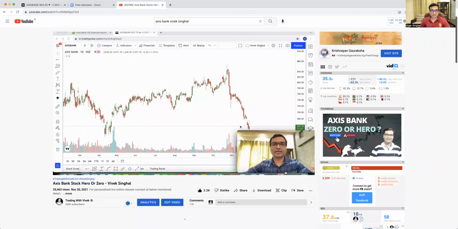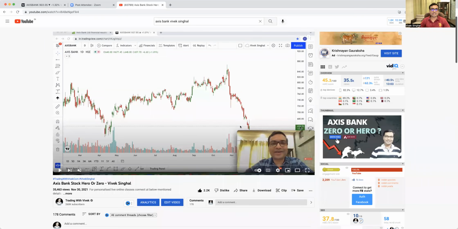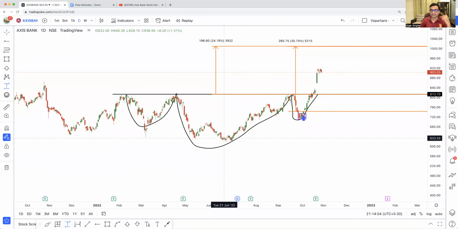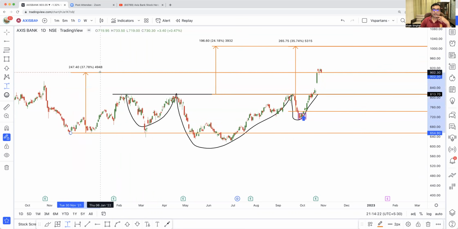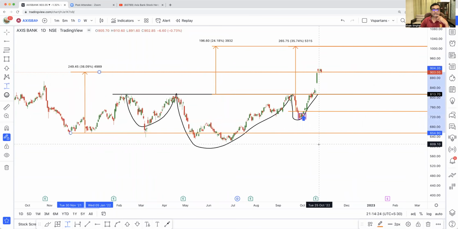Just wait. So this was trading at 657 then, and now it is trading at 903. It's almost going to be 1 year. These are 11 months, and in 11 months from 657, what was the level of 657? November last year, 30th November. This was the exact bottom of that time. Now we are making 38%.